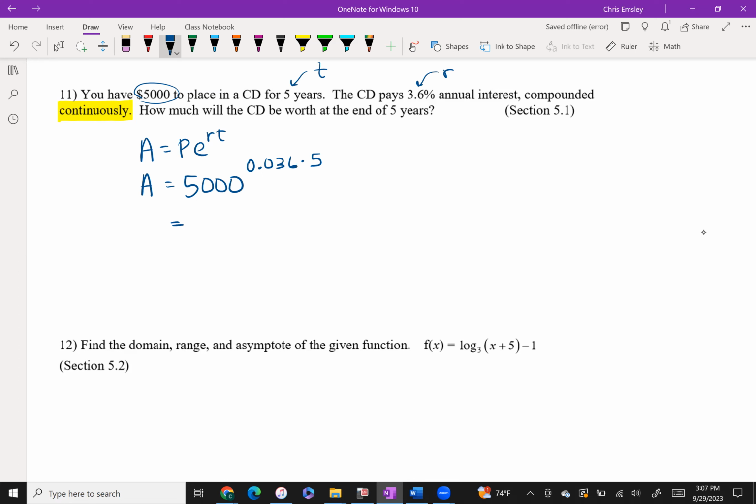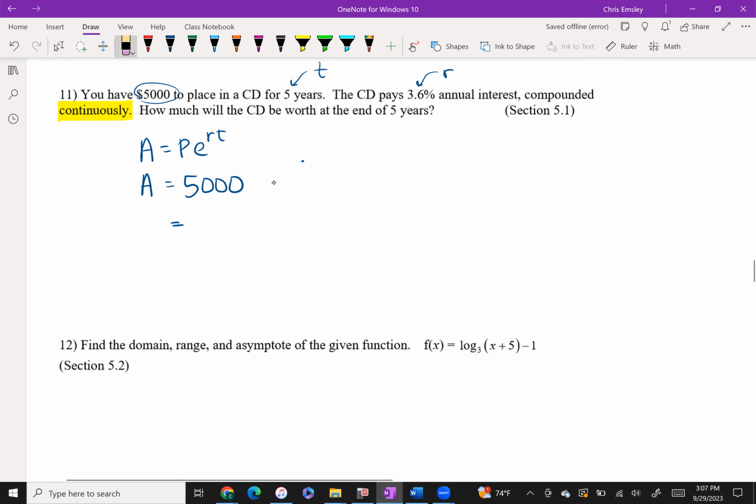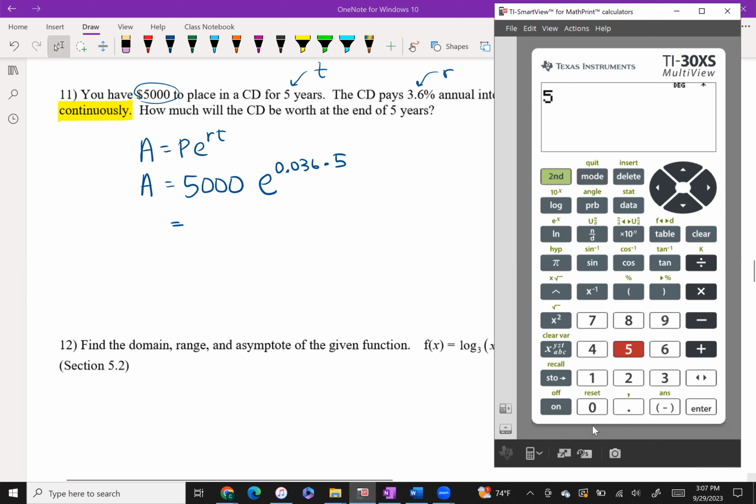So this one, we don't have to solve for any variables. It's really just a calculator problem. So you do want to make sure you know how to put those. Oh, I didn't write that right. Look, back up. I lost my E. Don't lose your E. That's important. 5,000 times E to the 0.036 times T times time. That's what we want to put in. Otherwise, you would have gotten totally the wrong answer.